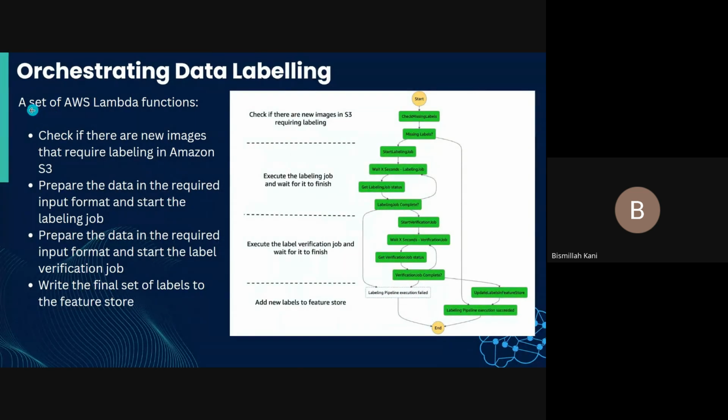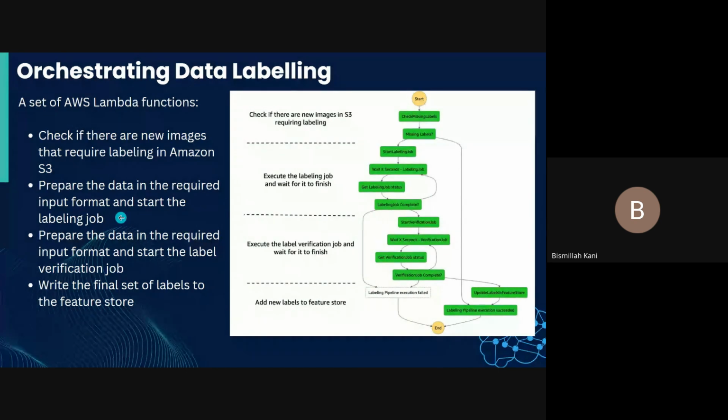We have a set of AWS Lambda functions that do the following. One function checks if there are new images that require labeling in Amazon S3. So you have 100 images, which we assume are already labeled. Now, if you upload 100 more new images that are not labeled, it checks whether there are images that are not labeled. If that is true, it creates a data labeling job automatically for you. It prepares the data in the required format and starts the labeling job for you.